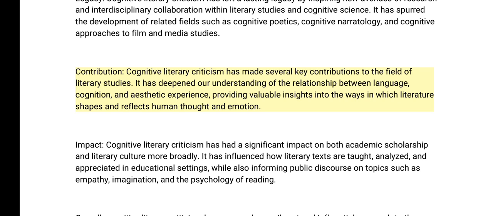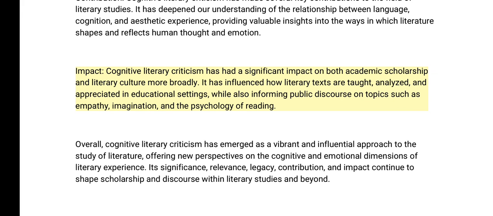Contribution. Cognitive literary criticism has made several key contributions to the field of literary studies. It has deepened our understanding of the relationship between language, cognition, and aesthetic experience, providing valuable insights into the ways in which literature shapes and reflects human thought and emotion.